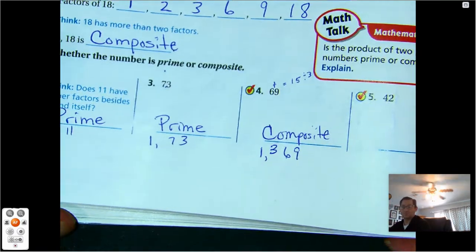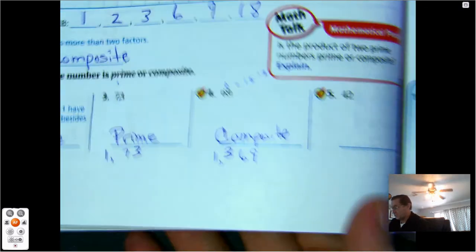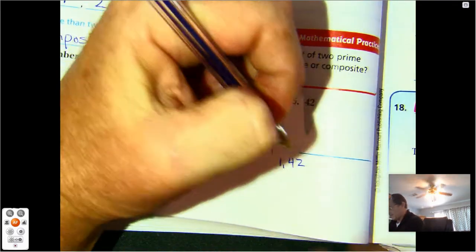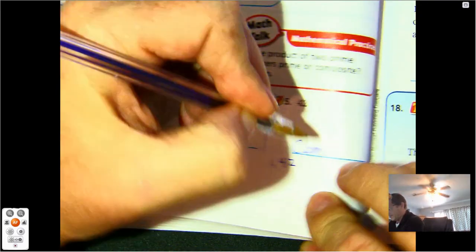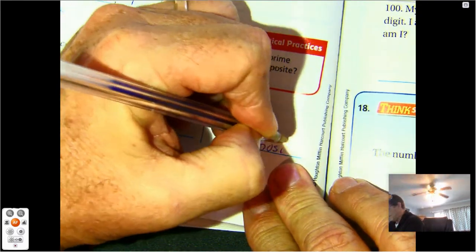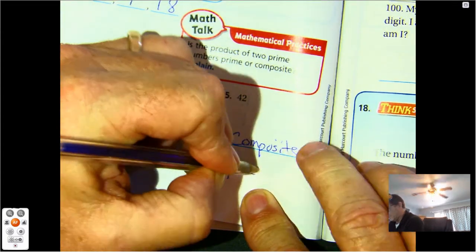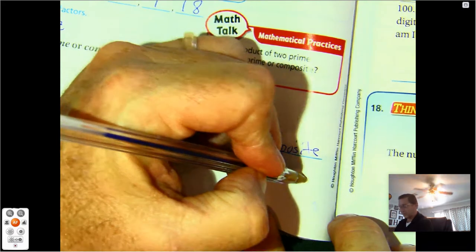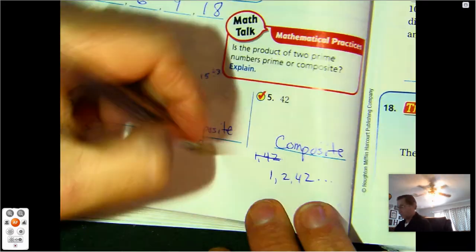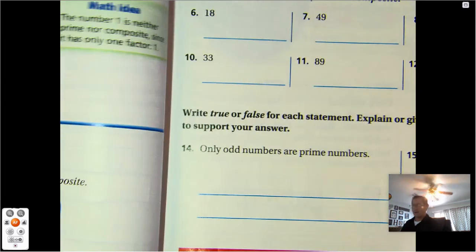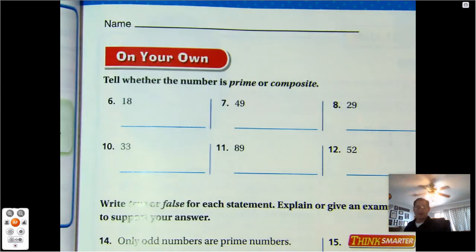Okay, 42. We know 1 and 42 works. Will 2 work? Yes, it's an even number. I can stop. It's composite. Okay, and if we want, we can just go ahead and list 1, 2, 42, so on. Okay, 1, 3, 69, so on. All right, number 6. Again, tell whether these numbers are prime or composite.